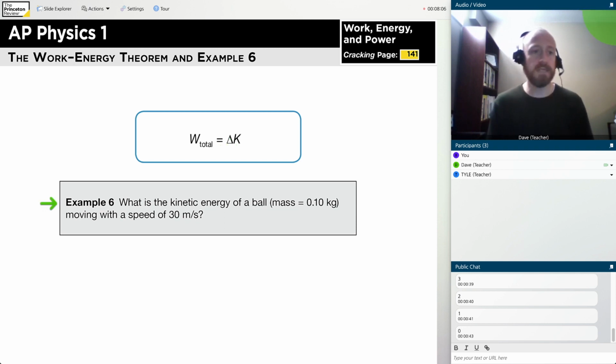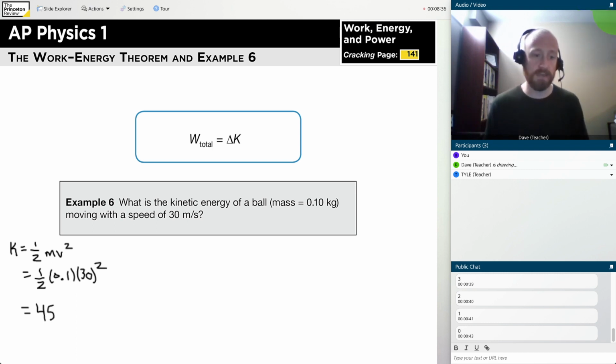So if we look at example 6, we can see how some of this might be tested. So this example says, what is the kinetic energy of a ball, of known mass, moving with a speed of 30 meters per second? Well, to get that kinetic energy, we'll use our equation and plug in the pieces. So 1/2 mv squared, the mass is 0.1, our speed is 30, which we'll square. 30 squared is 900, times 0.1 is 90. Then we cut that in half to get 45 joules. So that answers example 6.